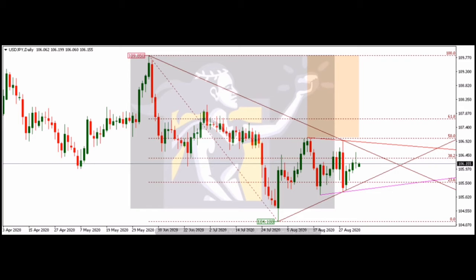And support 2 is 105.52, which is the 23.6 Fibonacci level support. And finally, the third support, you'll come across 105.26, which is the lower trend line arm. The technical bias is expected to remain bearish as long as the 106.34, which is a major horizontal resistance, and the 38.2% Fibonacci level remain intact.